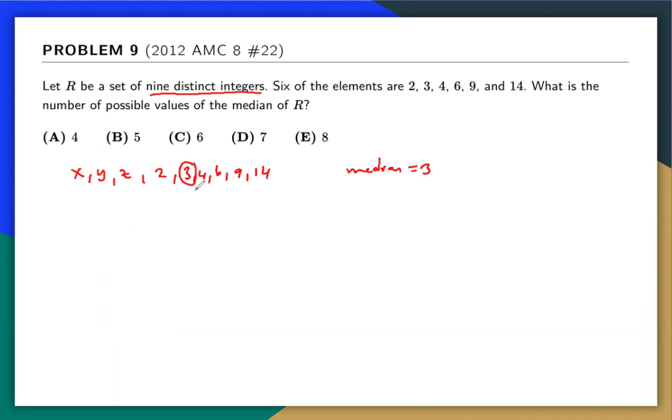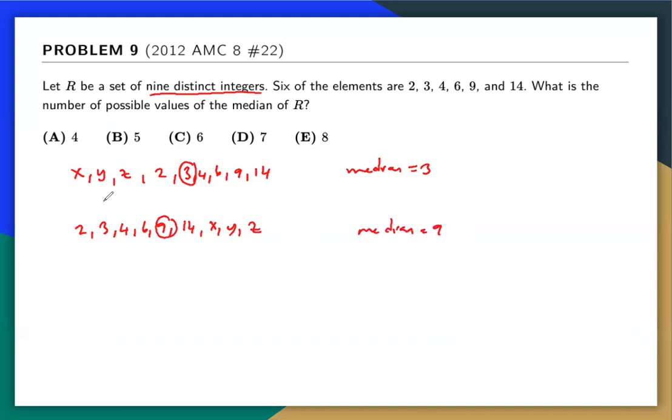So that is the least number we can have. We cannot have 2 as our median because we have only 3 other numbers that we can add. So the middle number will be the 5th number. And the other way around, if X, Y, Z are the largest numbers, you can say 2, 3, 4, 6, 9, and 14, and X, Y, Z are 3 numbers larger than 14, but all different. So the 5th number, 1, 2, 3, 4, 5, is 9. In this case, the median is 9.